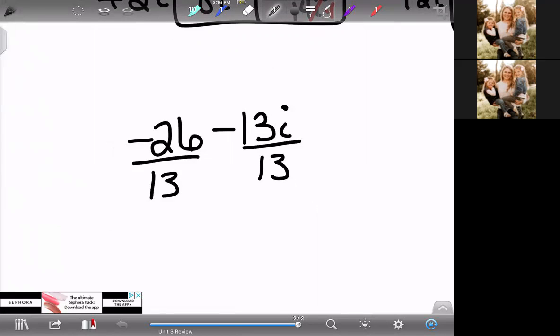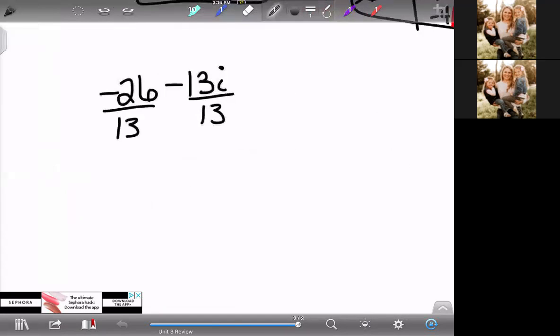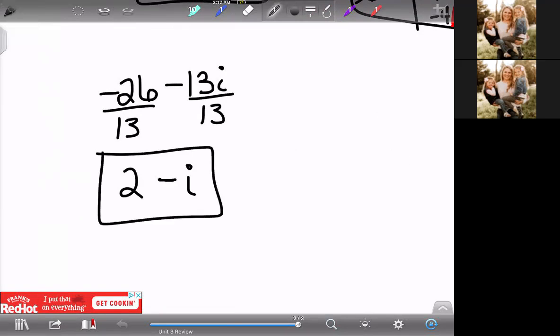So -26 divided by 13, well, that just simplifies to 2. -13i divided by 13 reduces to -1i, or just -i. So that's how I would write my answer. You could put a 1 in front of that i and it would still be correct. It's just not customary because it's not required.